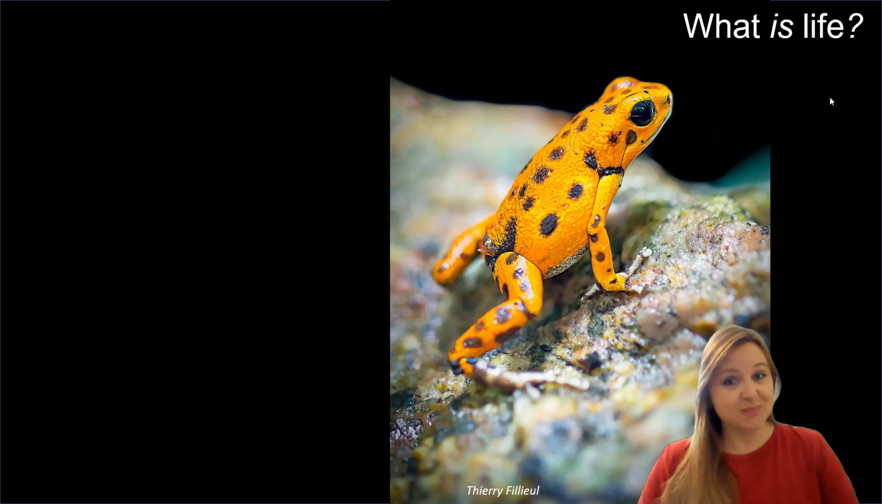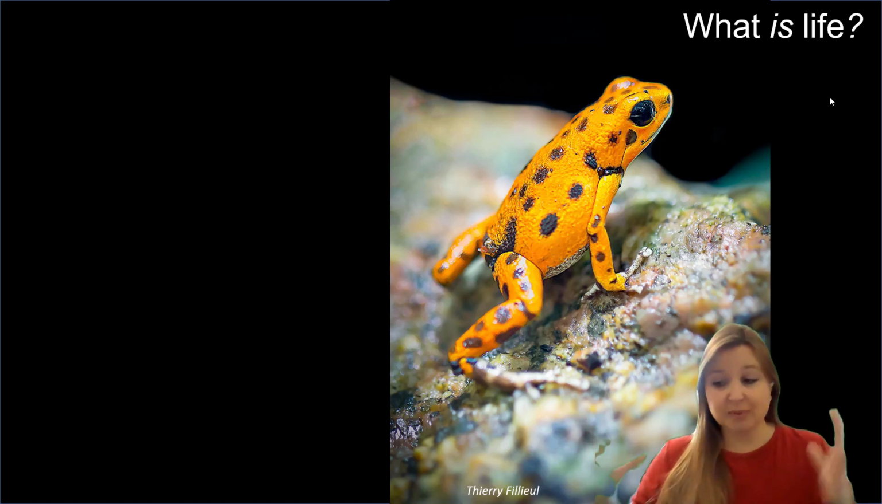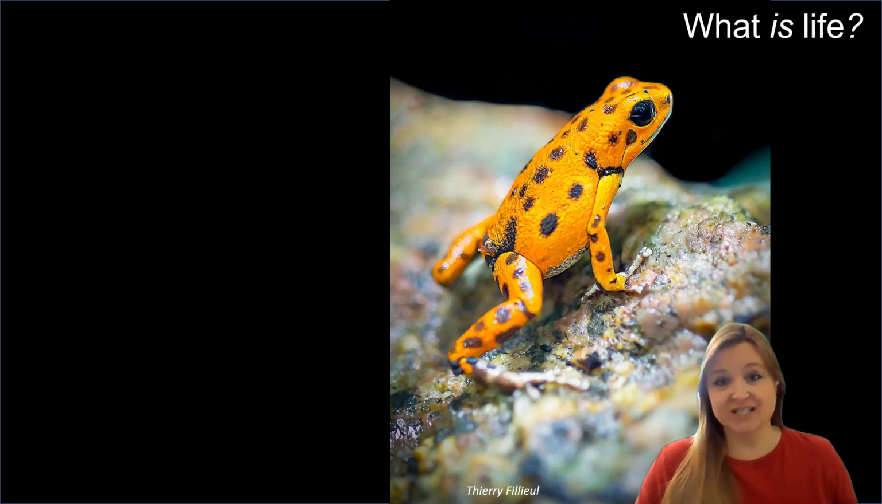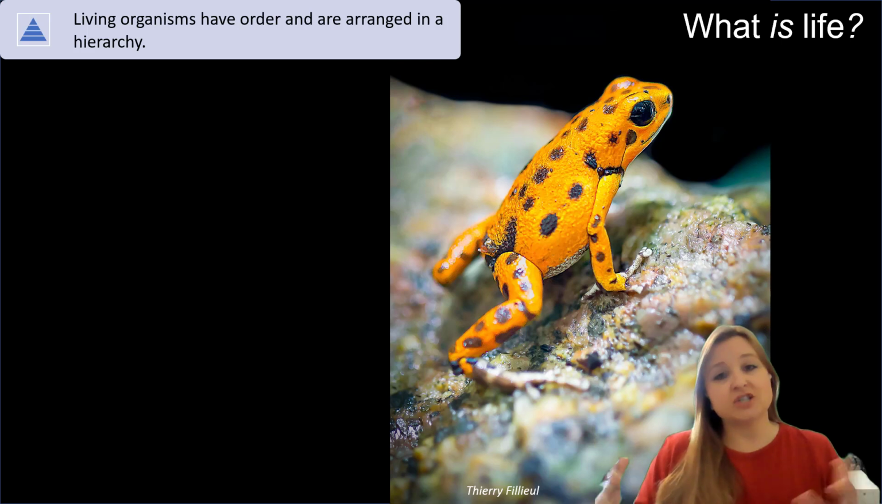Okay, did you pause the video? Hopefully you had a chance to do so. Well, there are 7 different criteria that, to be alive, a living thing must satisfy. And the first criterion is that living organisms have order. Within them, they have order. And on the earth, they're arranged in a hierarchy.